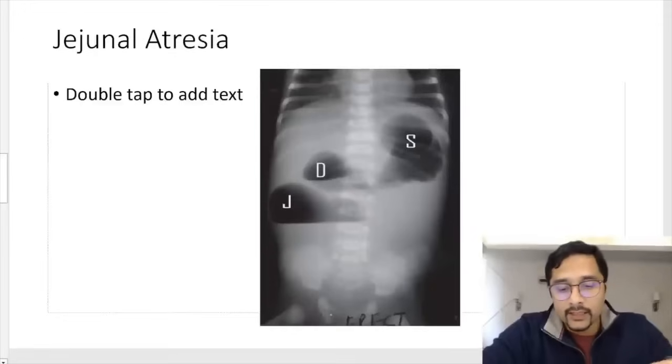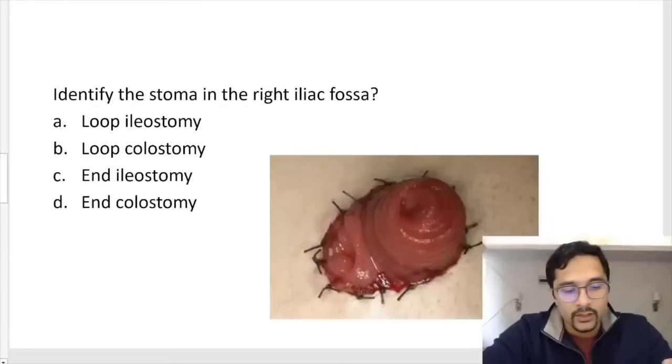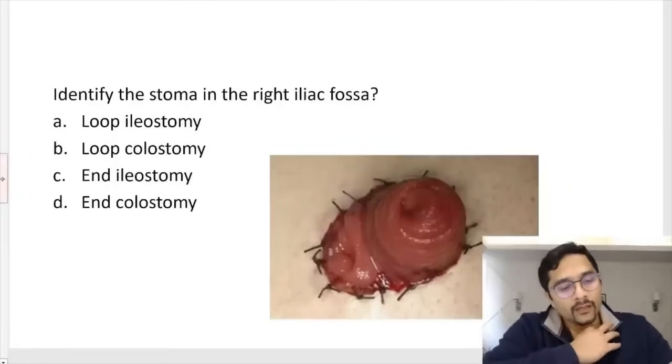This is jejunal atresia, where you will get triple bubble sign. So in jejunal atresia, we are going to see triple bubble sign. This question was asked last year in the FMG exam.